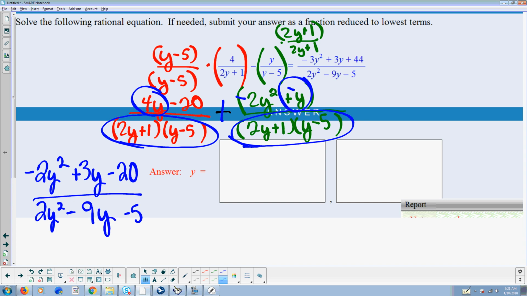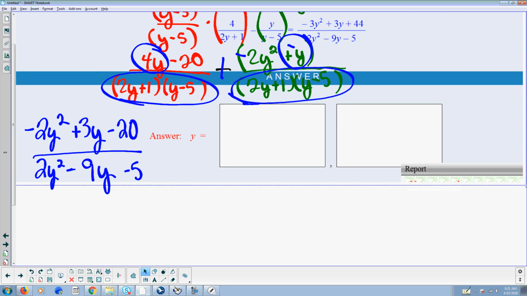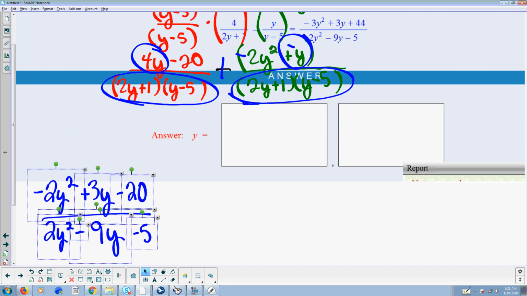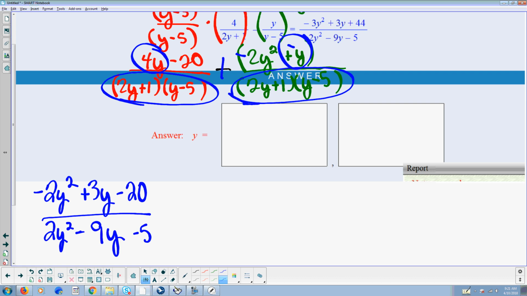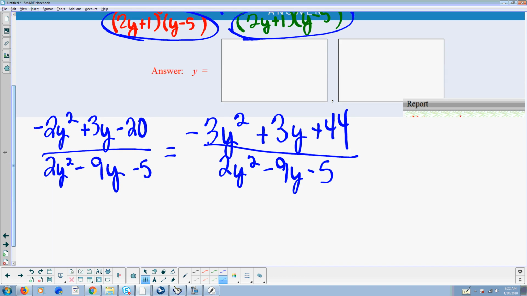Now check that out with the other side. Okay, there we go. Isn't that good? Okay, so that is equal to negative 3y squared plus 3y plus 44 all over 2y squared minus 9y minus 5. Now, we've got a single fraction equal to a single fraction. That's the first thing I said. I would like to see this as a single fraction equal to a single fraction.